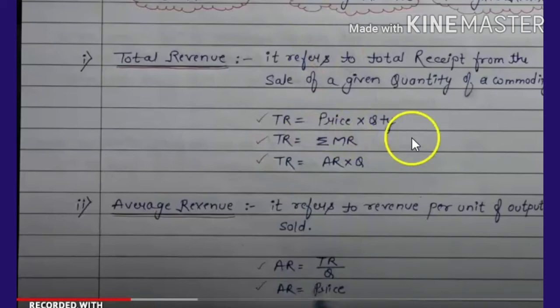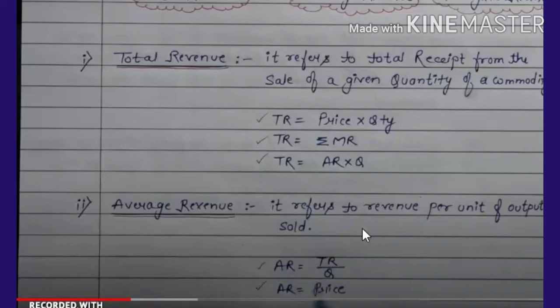TR equals price into quantity, or TR equals the total of marginal revenue, or TR equals AR into Q, quantity. So that is known as what? Total revenue. Average revenue refers to the revenue per unit of output sold. So per unit of output he is selling, how much return he is getting, that is known as what? Average revenue. Average revenue is equal to, we can say, price.